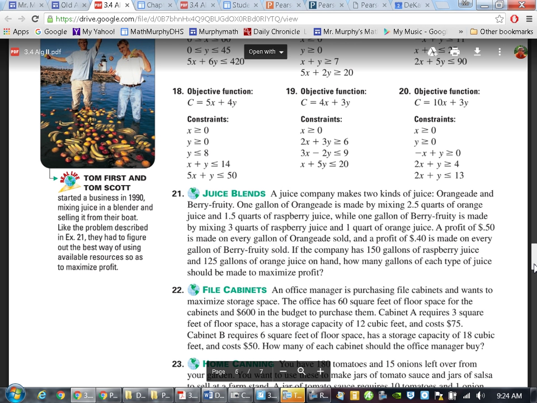Mr. Murphy. What's that? It's on the website. It's under the old book tab. Old book tab. No, my website. Old book tab. It should be right there. It should pop right up. There it is.